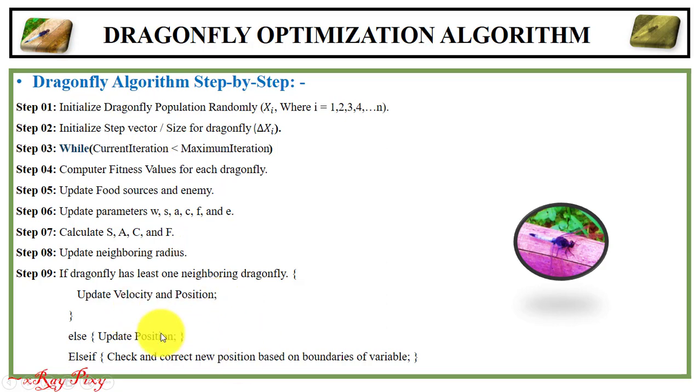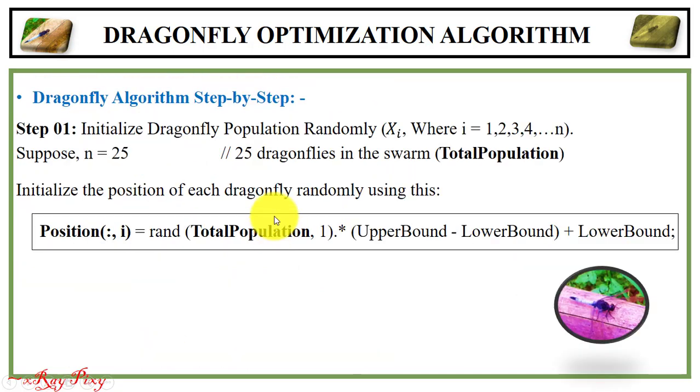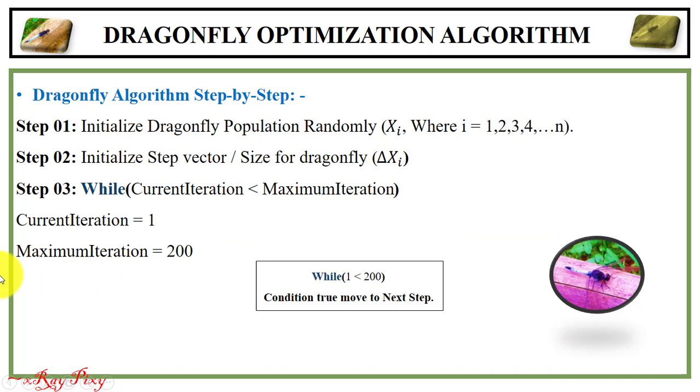Now let's try to understand how this algorithm is working step by step. In the first step we have to initialize the population for the dragonflies randomly, and here suppose we have 25 dragonflies, so value for i is 1 to 25. Now we have 25 dragonflies in the swarm, and you can initialize the position for each dragonfly using this equation in MATLAB. In step 2 we will initialize the step vector, that is same as position vector that we initialize randomly.